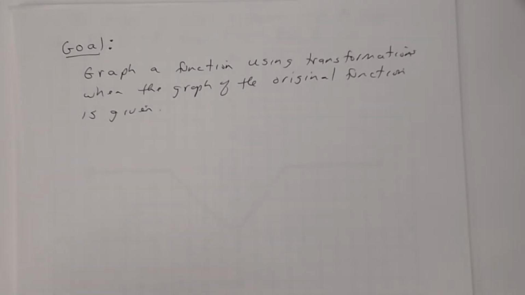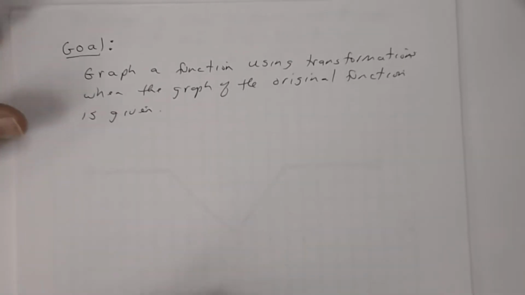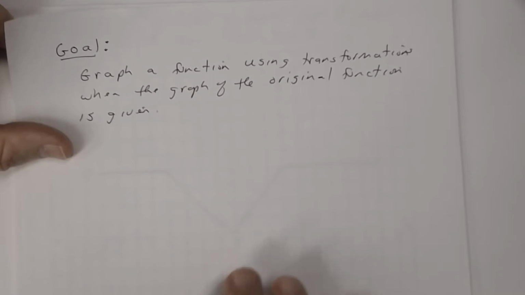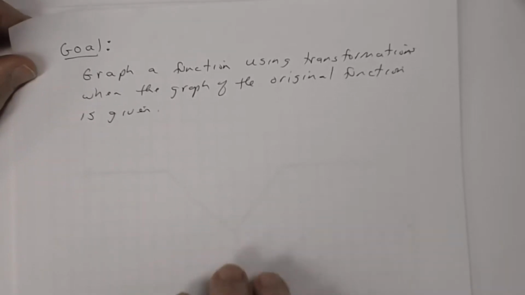The goal of this lesson is to graph a function using transformations when the graph of the original function is given. Now this is basically a review of previous lessons, so you can treat this as an activity where for each graph you attempt to try it yourself and then look at the key as we move forward.